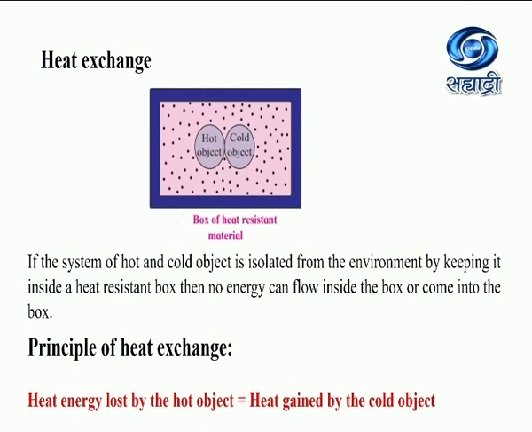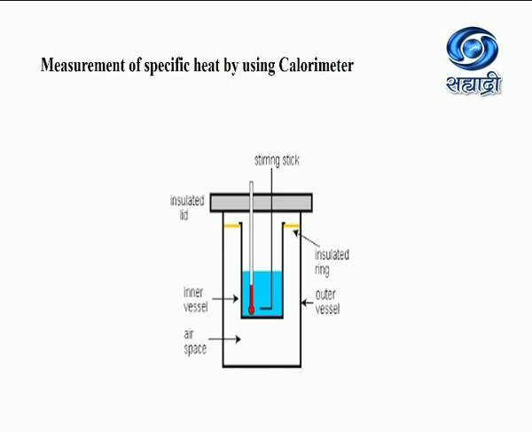If we keep both the objects in a heat resistance box so that there will be energy exchange between only 2 objects and no energy is lost to the surrounding, we get principle of heat exchange. Thus, principle of heat exchange is heat lost by the hot object is equal to the heat energy gained by cold object. We can measure specific heat of a solid object with the help of calorimeter.